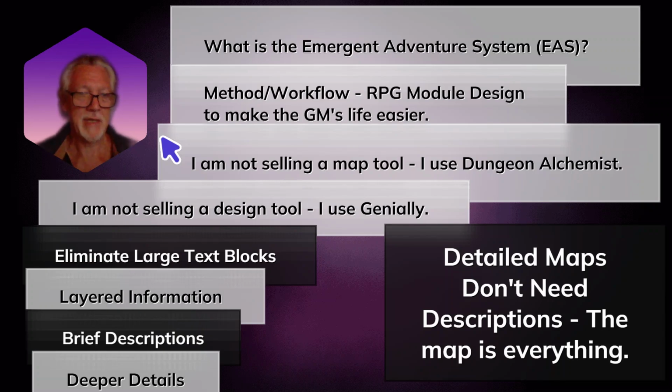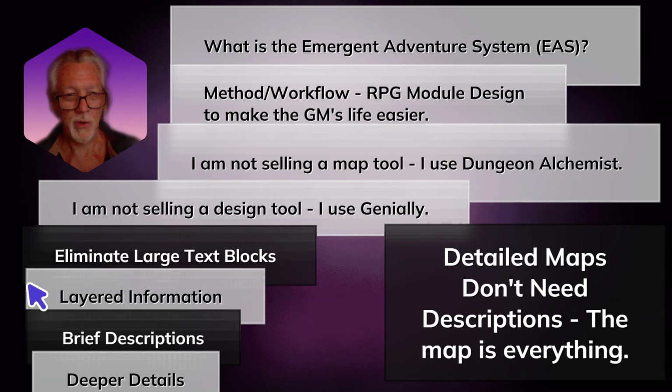So if you follow my EAS suggestions, it can eliminate large text blocks. As we know, that's one of the big problems with regular module design in print or PDF format. You get these large text blocks. How do we eliminate large text blocks? Well, it's done in several ways. One way is you use layered information.